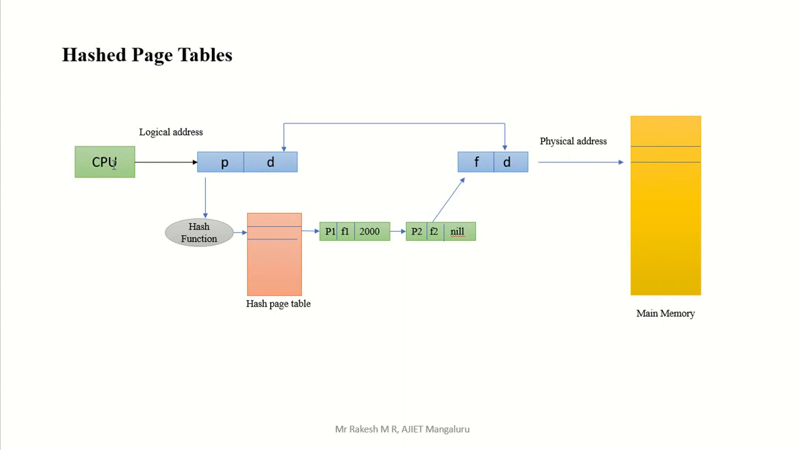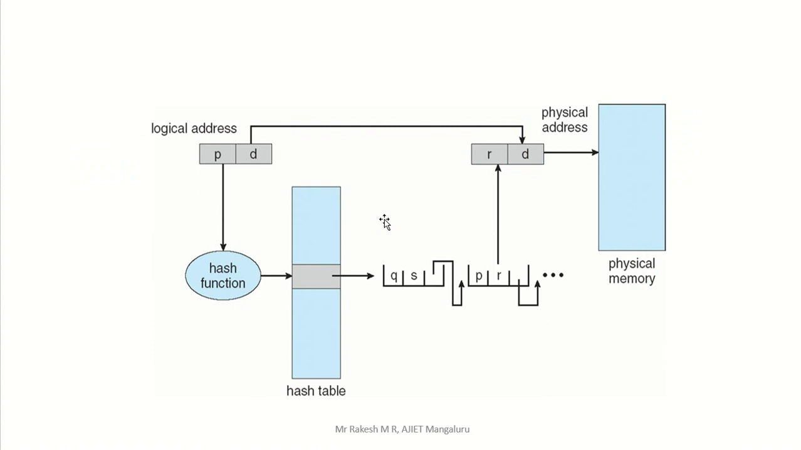This is the second method, that is the hash page table. This is the second method of structure of page table. This is another format of page table. Like this also we can build our page table. The third method we will go for is called inverted. But before that we have this slide.